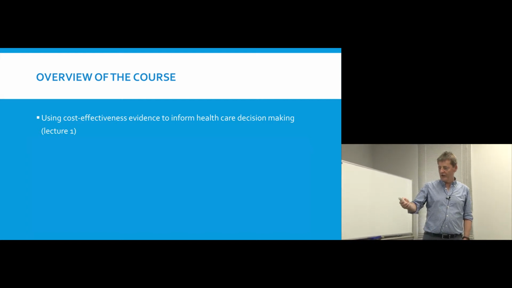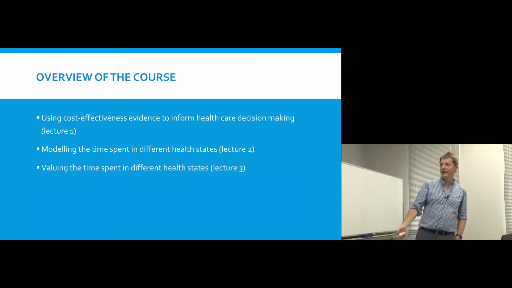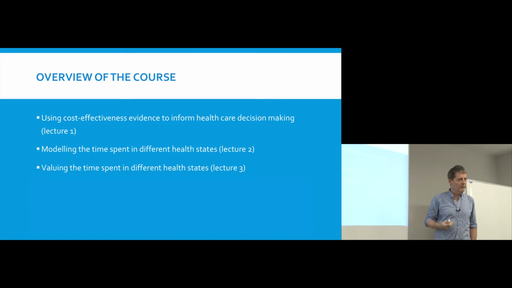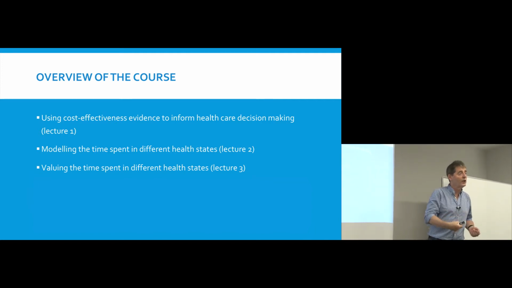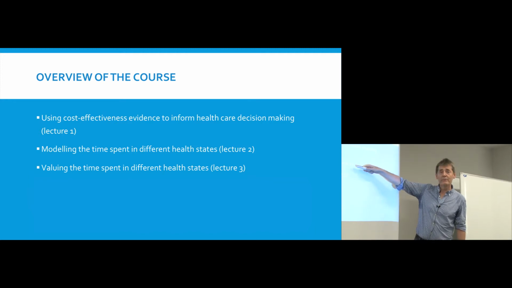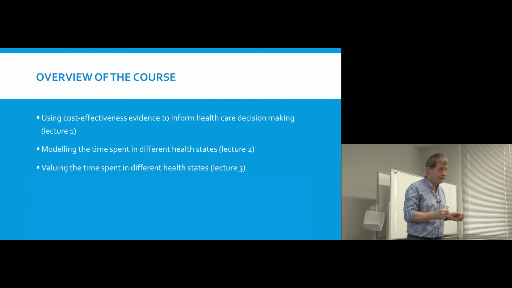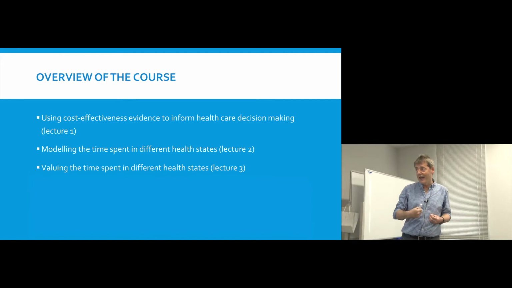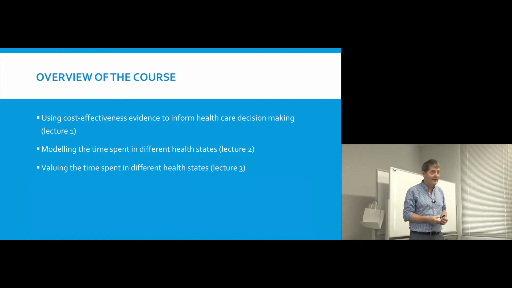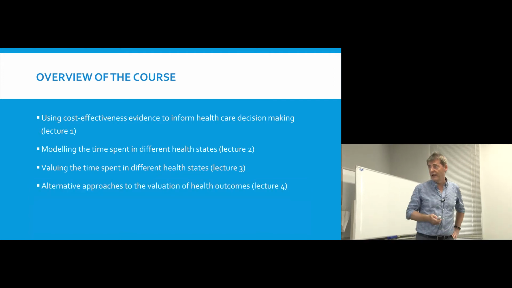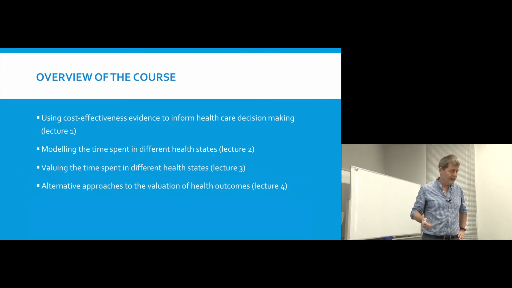Yeah, so this is just a quick run through. These are the lectures. So, as I say, I'll introduce this dominant approach of looking at the cost per QALY gained. And in order to calculate our QALYs, we have to be able to model the time individuals spend in different health states. And then we need to be able to value that time that they're spending in different health states. I'll look at alternative approaches to valuing health outcomes in Lecture 4.